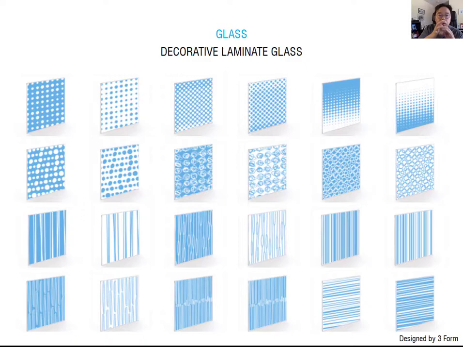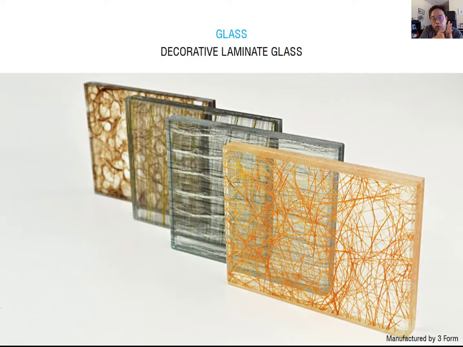Sometimes you can also add in organic material between the two glass. It is also called laminate glass. However, it's the same technique. Glass and glass, and between them they have some more organic pattern, organic material, and put together making a single panel. Next, we talk about the channel glass.